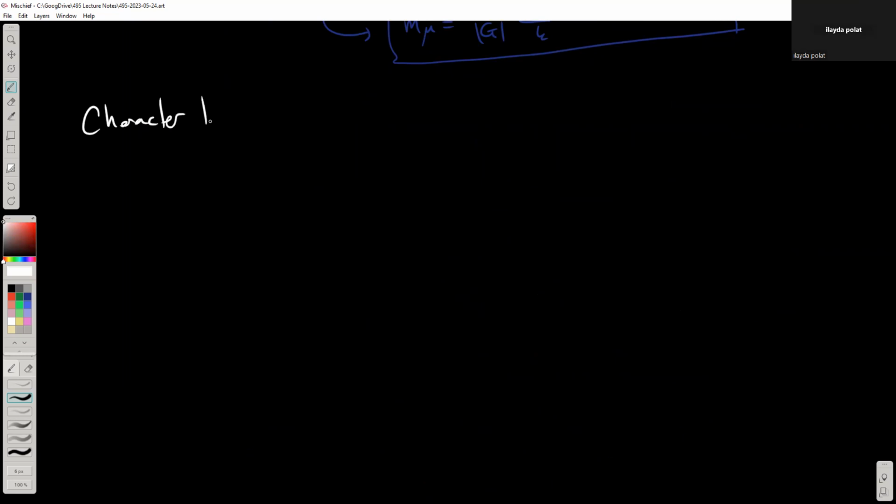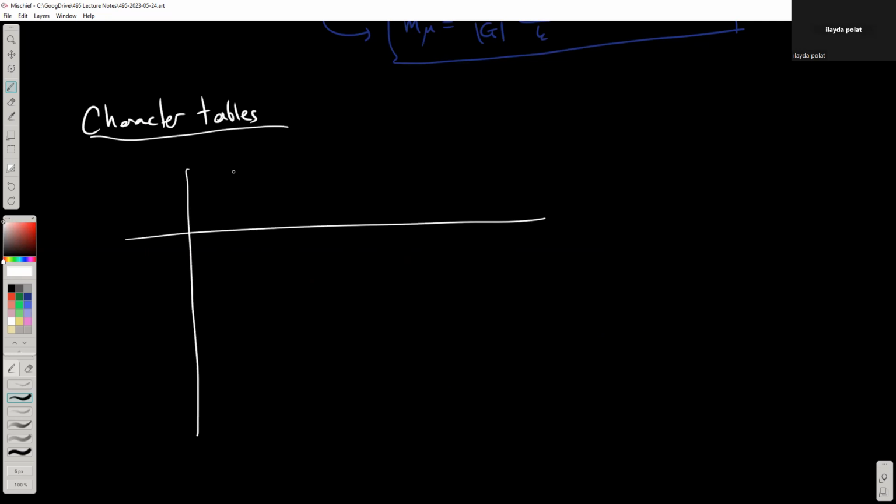Character table, because we need these kind of tables to actually do the decomposition. Okay. So in that case, what we do is this. First of all, on this top row in here, we just write down the classes, so basically all the conjugacy classes. I'm going to write CC in here.